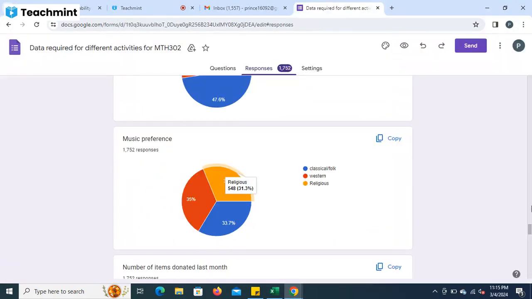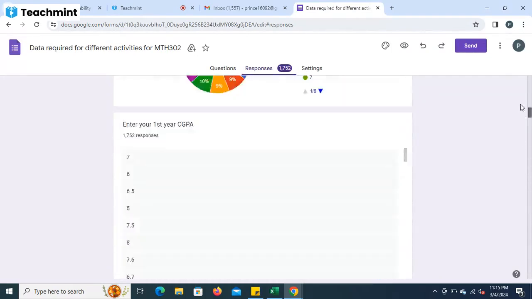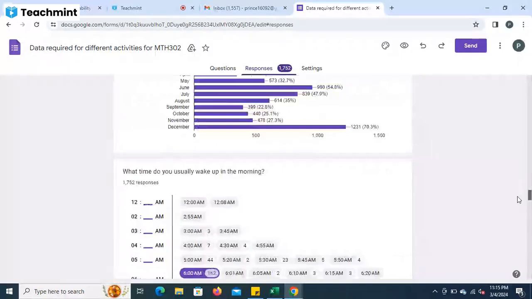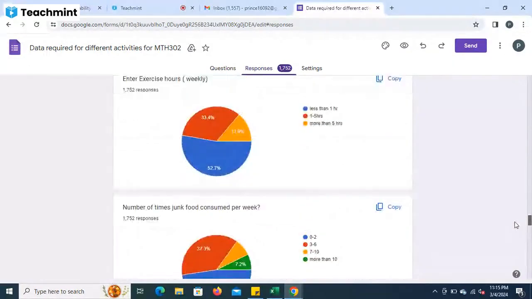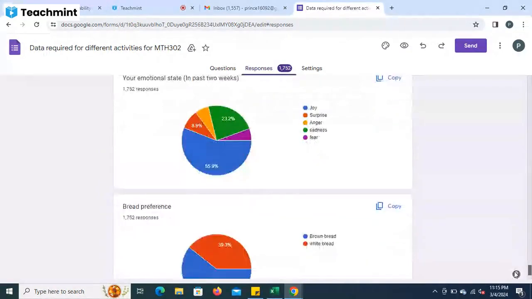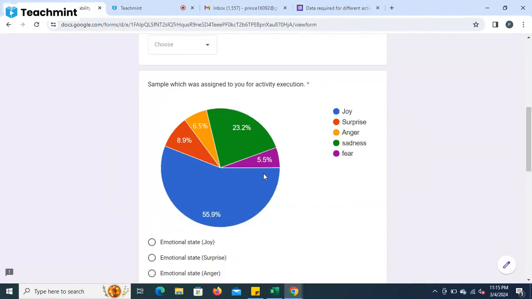This data I have collected from you students only, in the form of a questionnaire, where I have asked you different questions. Here I have selected this particular question, your emotional state. This is the part that I have selected for this particular activity. Okay, so here I have allocated different emotional states to the students.